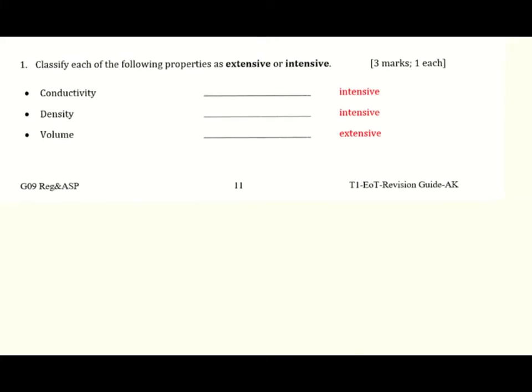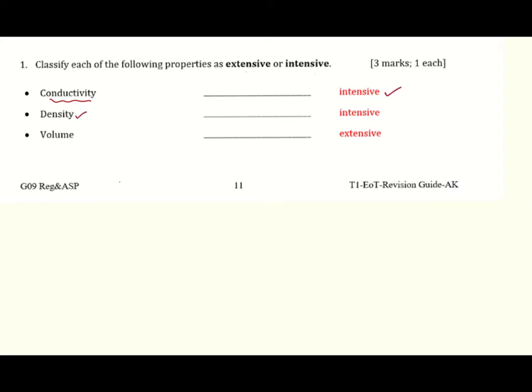Classify each of the following as extensive or intensive. Conductivity. Conductivity doesn't depend on the mass, it depends on the type. So I can say copper conducts electricity, but wood doesn't. So it depends on the type of material, not on how much wood or how much copper you have. So it's an intensive property.